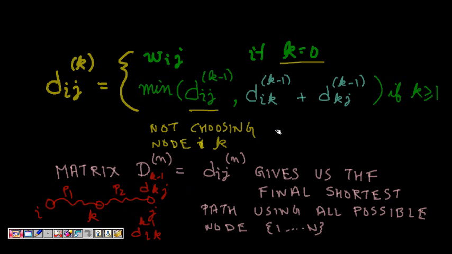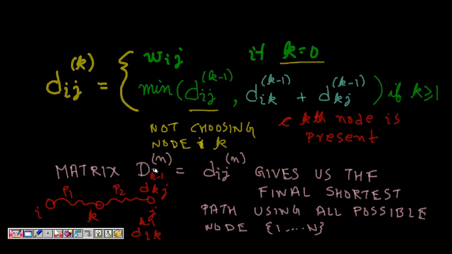Okay, so this is what is represented here. I have the kth node now, and the kth node is present in the shortest path. In that case, what happens? It will be the shortest path from node i to node k using the first k minus 1 nodes, and then node k to j using the first k minus 1 nodes, and whichever is the minimum, I will choose that. So this is the important equation that you have to understand.